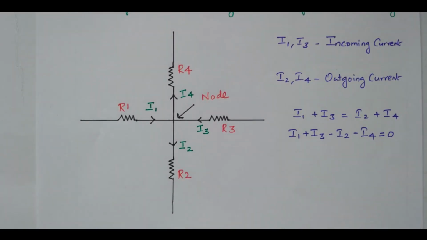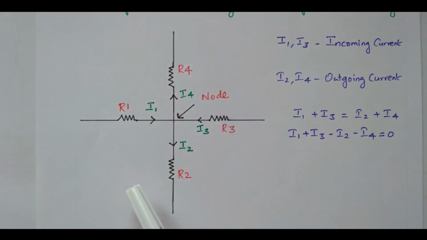Now consider this diagram. There are 4 branches available. In branch 1, the resistor R1 is available. In branch 2, the resistor R2 is available. In branch 3, resistor R3 is available. In branch 4, the resistor R4 is available. All these branches are connected at this point. This point is called a node or junction point. 4 branches are available, all connected at this point. It's called a node. We have R1, R2, R3 and R4.